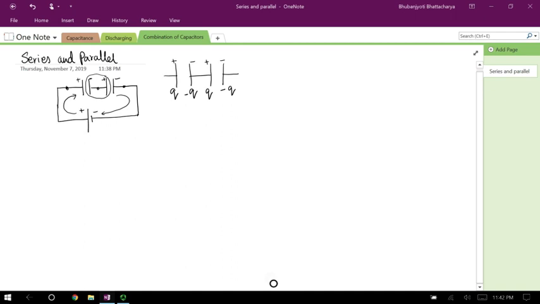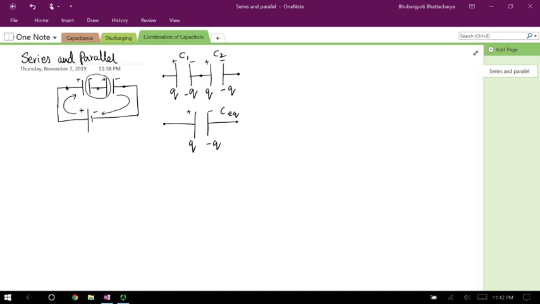Okay, all right. So this is our combination. And now let's call these two capacitances C1 and C2. So the equivalent capacitance of this circuit then looks like this, with again the same charge, Q and negative Q, plus Q and negative Q, but now the capacitance is C equivalent. Okay, so how do we make sense of this?